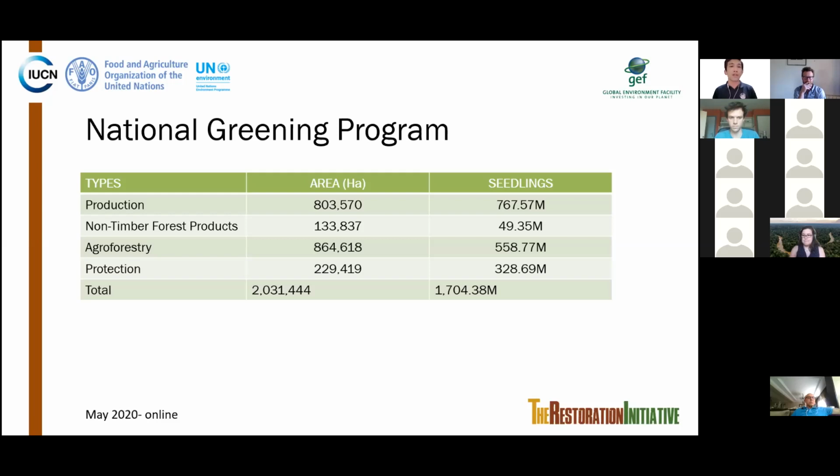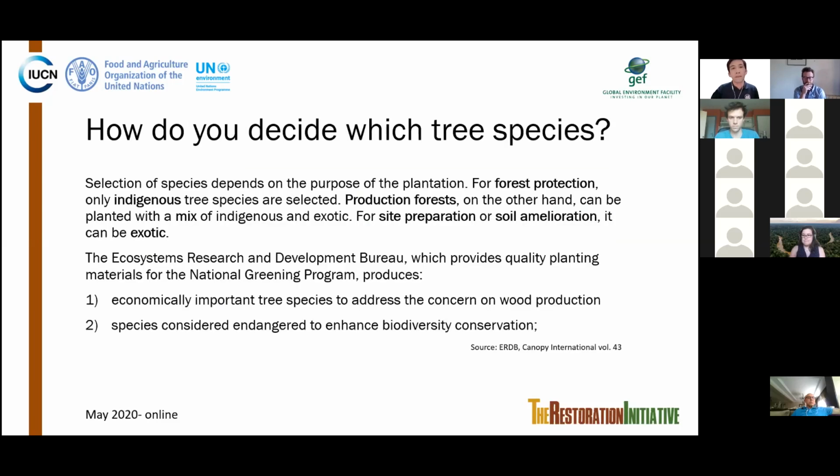And for production forest plantations, we have around 803,000 hectares already developed and rehabilitated. And then for the seedlings, we have 1.7 billion seedlings already planted. But then again, those numbers will differ when it comes to counting the survival rate of these seedlings within the areas that they are planted in.